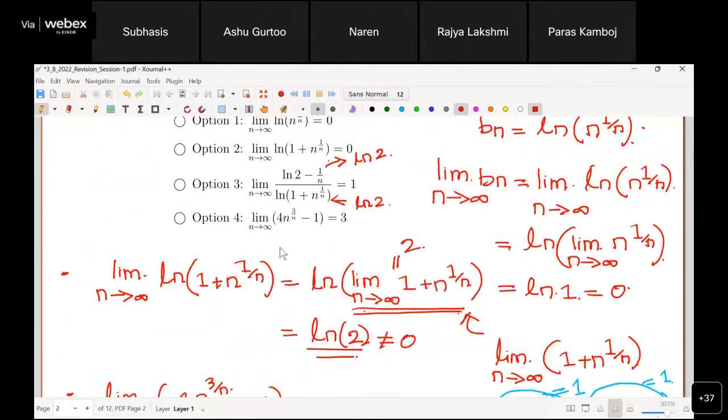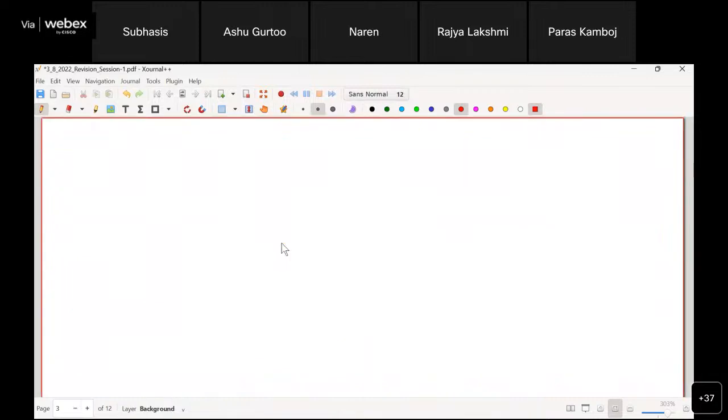Okay, so let me add something else here, some other limit thing. Suppose I take this sequence, 1 by n. The limit of the sequence is 0, right? Yes. If I multiply by a constant c, so c by n, where c is a fixed value, what will the limit be? Still 0, right? Okay, so still 0.